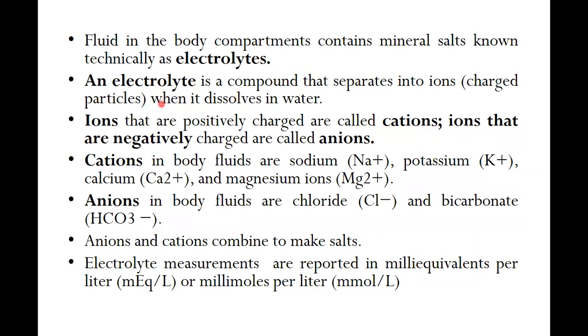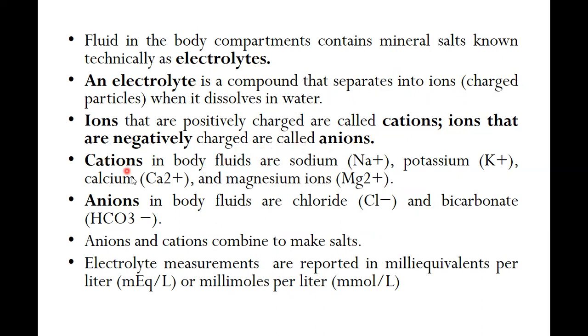Now, what is an electrolyte? An electrolyte is basically a compound that separates into ions or charged particles when it dissolves in water. So ions that are positively charged, if you remember from your chemistry, are called cations, and then ions that are negatively charged are called anions.